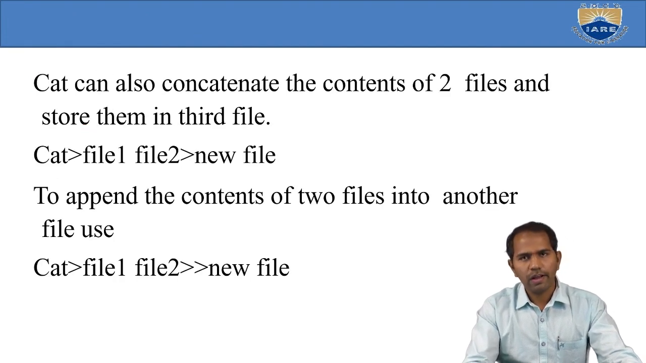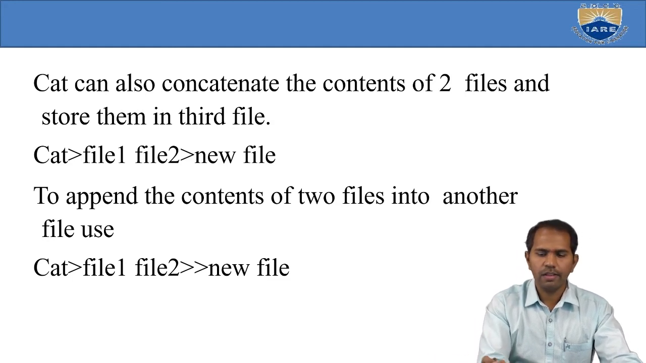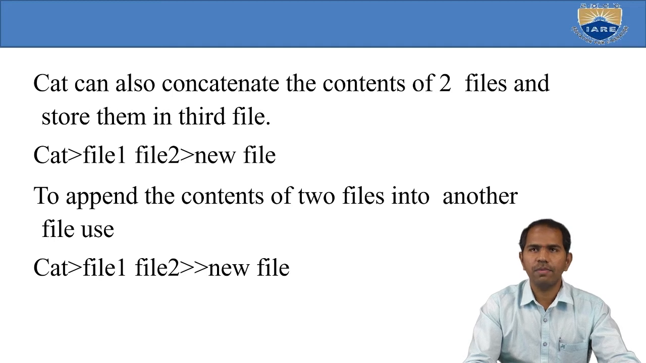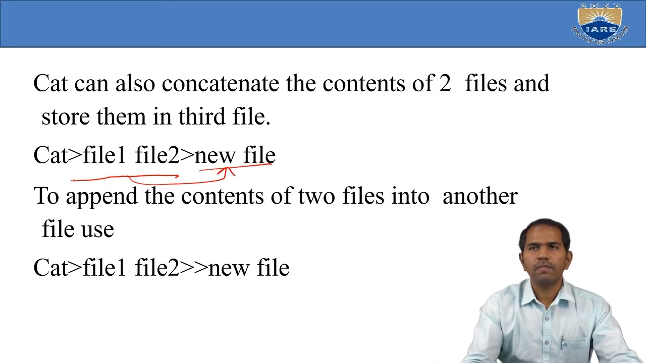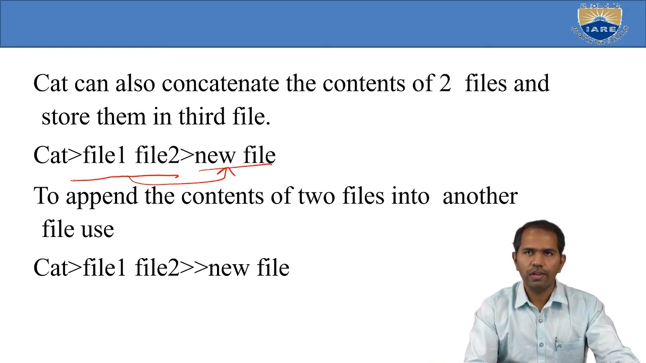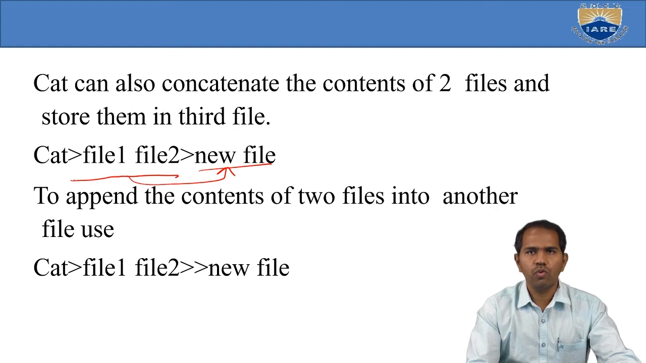I want to concatenate two files using cat. Here, we concatenate the two files and store them in a third. Just simply use cat file1 file2. These two files are concatenated into a third file, that is a new file, like file name 3. So both contents are saved into the new file.